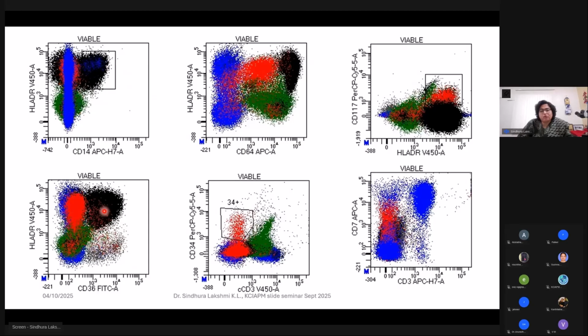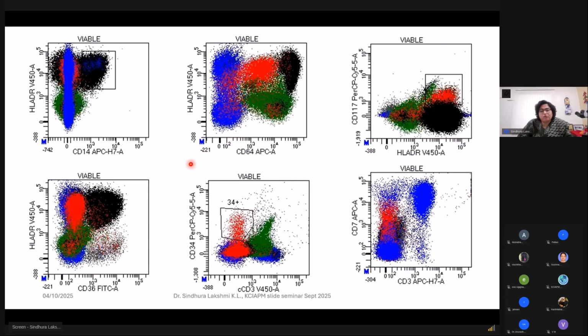at least two of the monocytic lineage markers should be positive to call an AML with monocytic differentiation. Here we have all three markers positive. So this was the case of AML with monocytic differentiation.